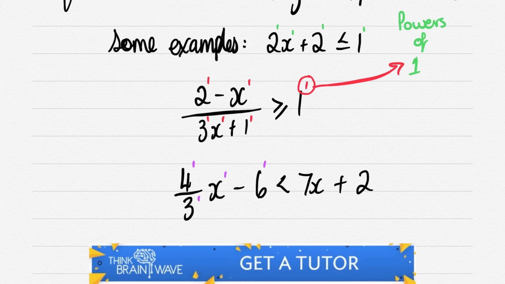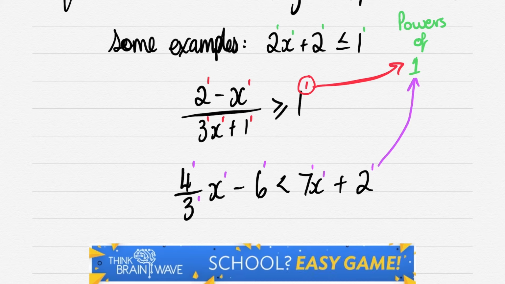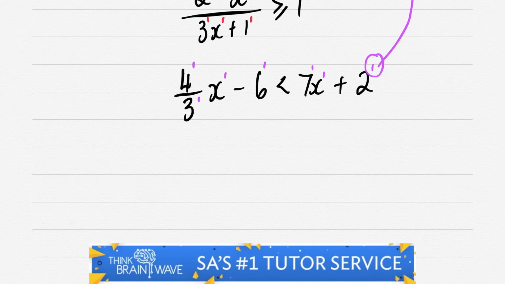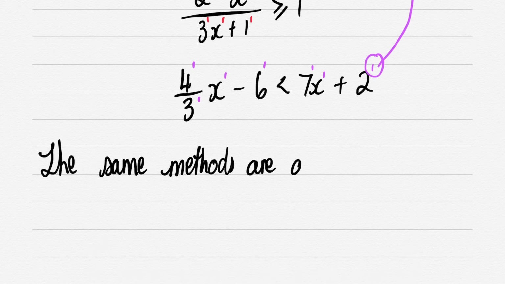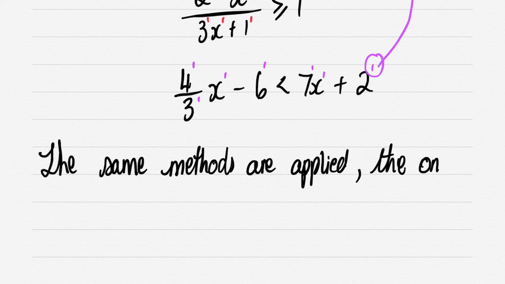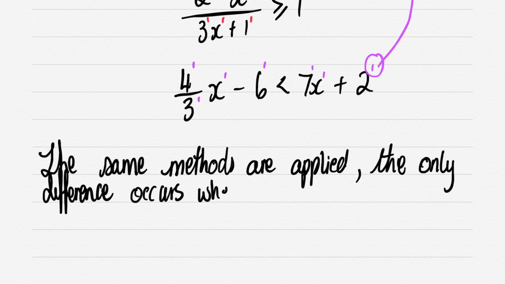I've written over here 2 minus x and 3x plus 1. As you can see, I've done it in red so you can see clearly. Every single variable and every single constant value has a power of 1. Even below here, we've got 4 over 3 times x. Each term has a power of 1. There's no squareds, there's no cubes. And so we continue with minus 6 less than 7x plus 2. So the same methods are applied.